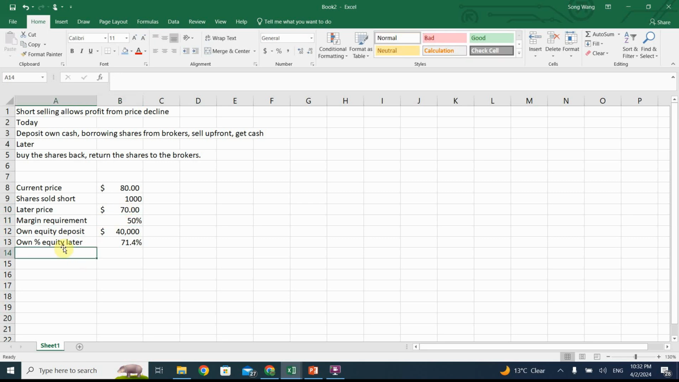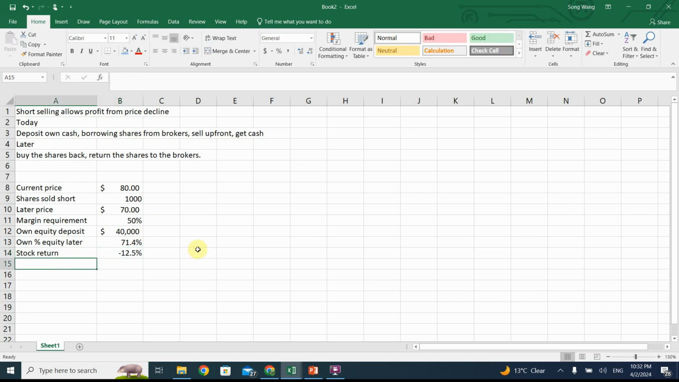Okay, and the next thing is I want you to calculate the stock return. It's going to be pretty easy. You use the later price divided by the earlier price minus 1. So if the stock price goes down by 12.5%, then how much would you make?